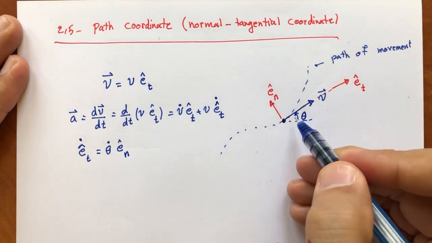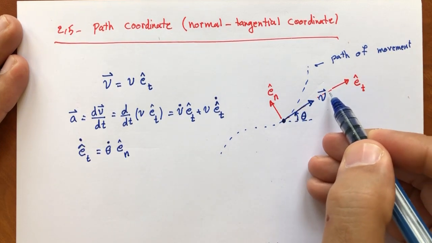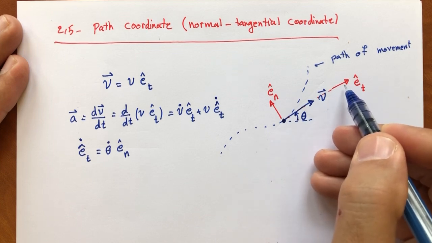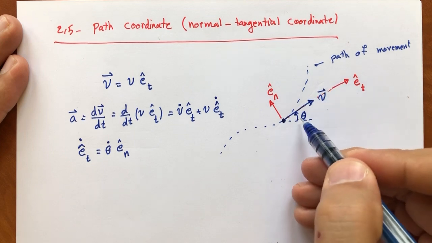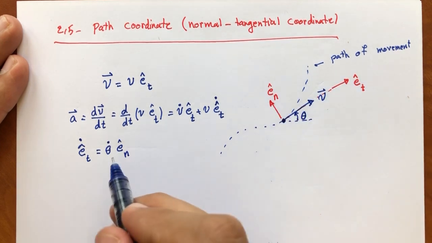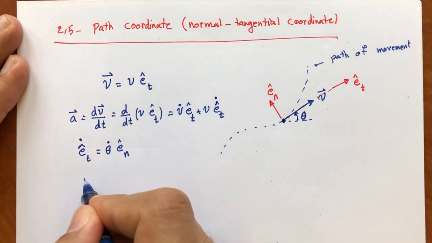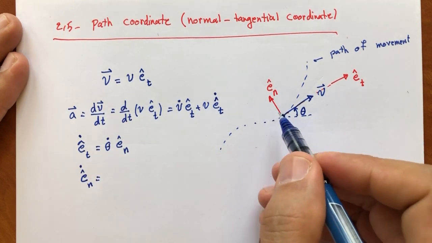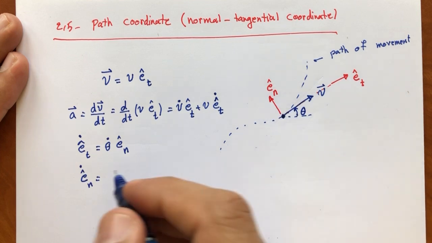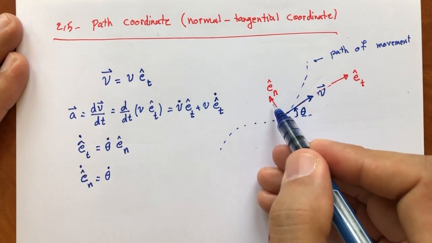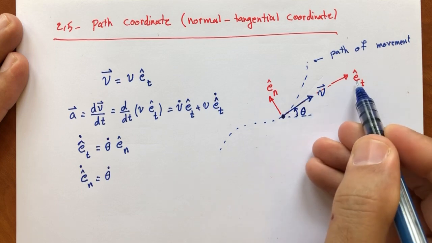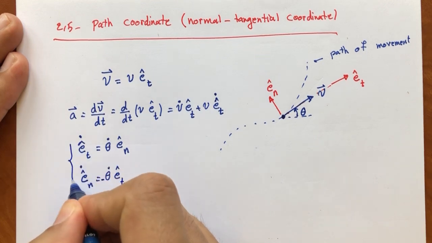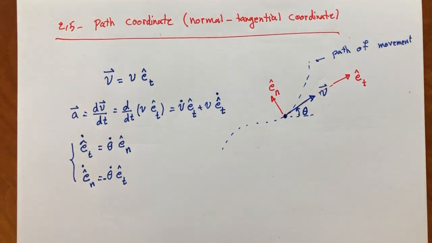In general, the time derivative of any unit vector is going to be the angular velocity of it, theta dot of it, times the rotation of this unit vector 90 degrees in the direction of the theta, which is e hat N here, right? And in the same way, we can prove e hat N dot, the time derivative of this unit vector, is going to be theta dot times the rotation of this by 90 degrees, which is going to be negative e hat T. So it's going to be negative theta dot times e hat T. I'm not proving this for you, but you can see the proof in the book.